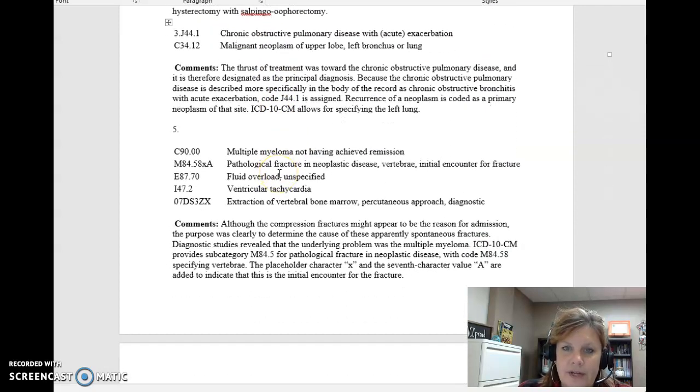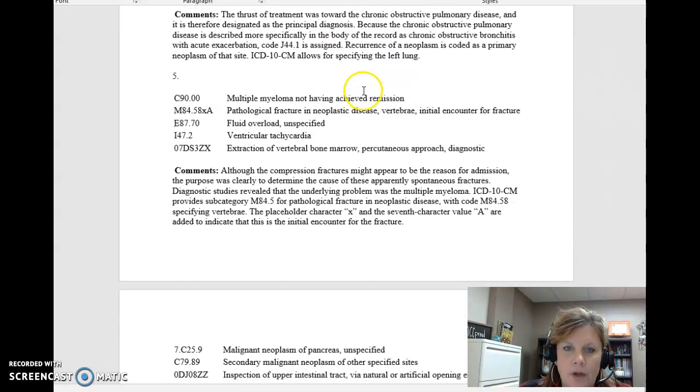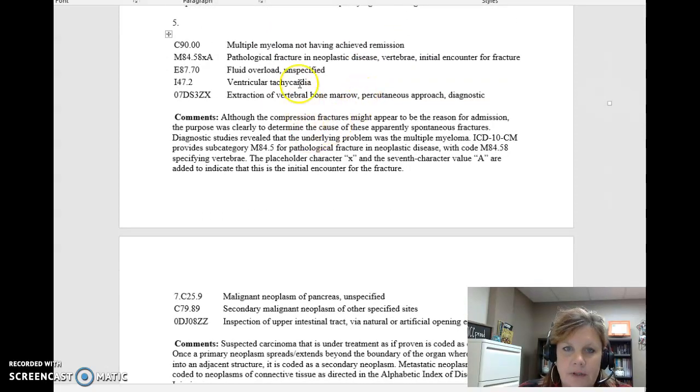Okay, number 3, we just have COPD. We have malignant neoplasm of the upper lobe. Okay, so number 5. We have multiple myeloma not having achieved remission. So it's a C90 code.